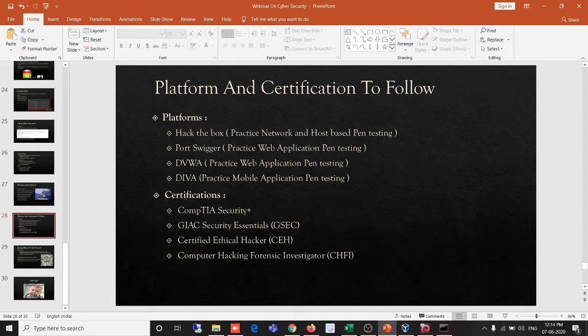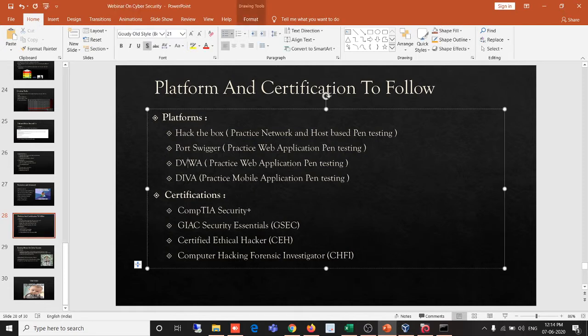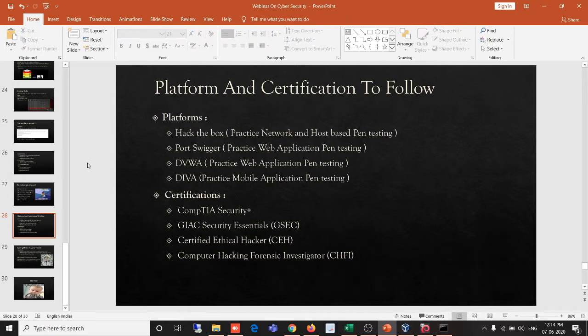And these things are software or applications that you can download and perform in your system itself. And this is related to mobile applications. If you just Google it, you could see.